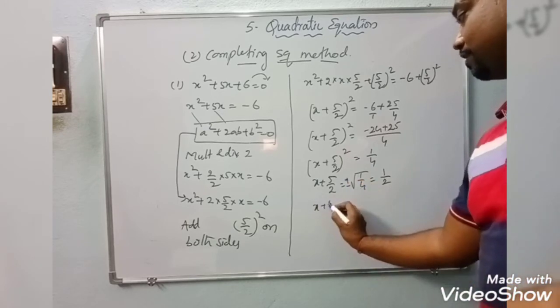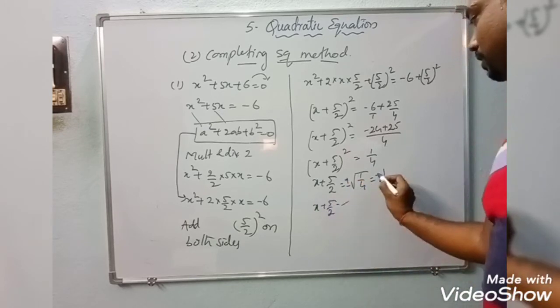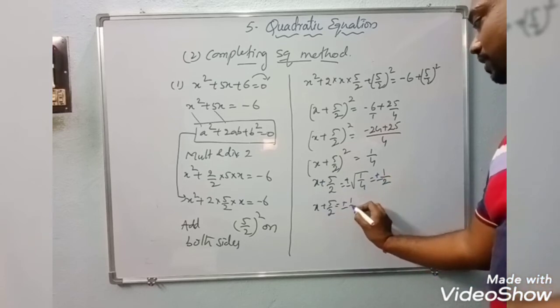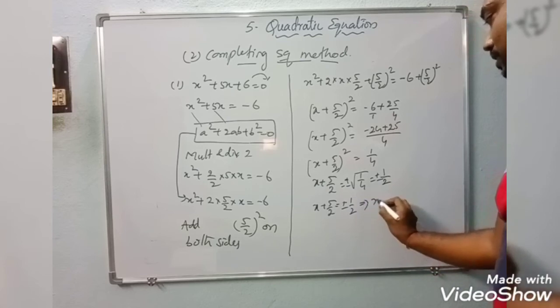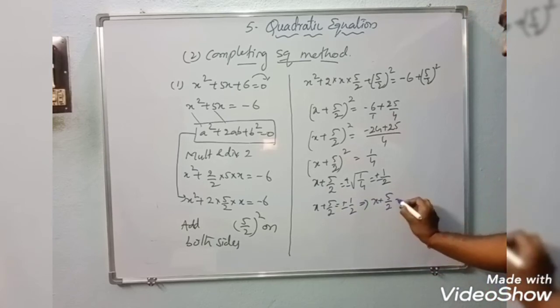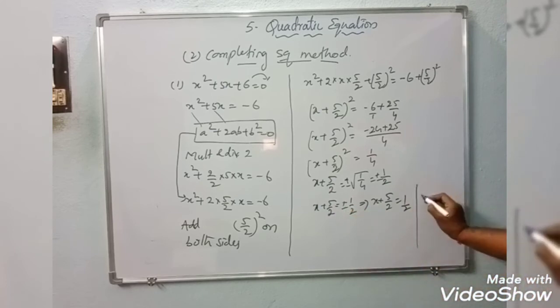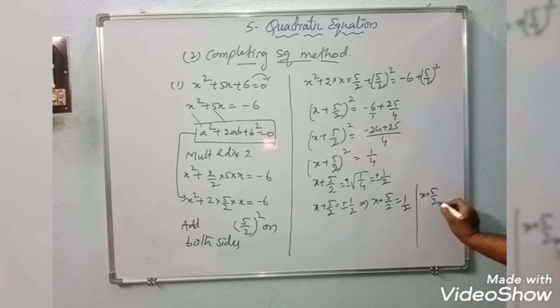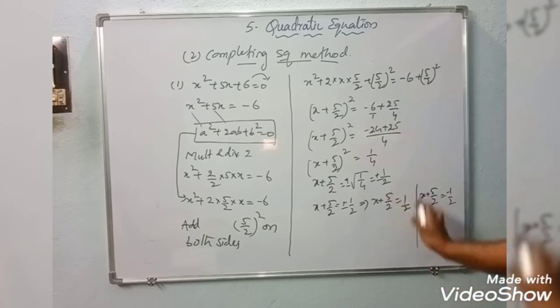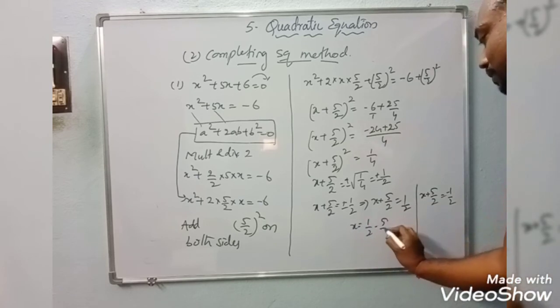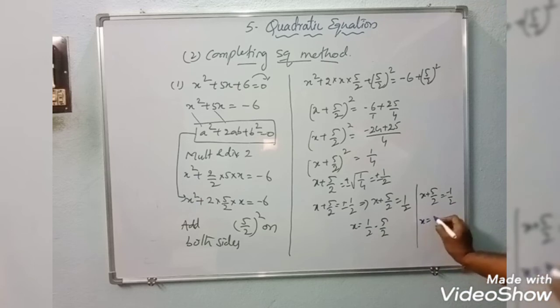So x + 5/2 = ±1/2. I can write this as x + 5/2 = 1/2, taking the positive term, and also x + 5/2 = -1/2 as the negative term. Now I am sending this 5/2 to the other side. You will get x = 1/2 - 5/2, and here x = -1/2 - 5/2.